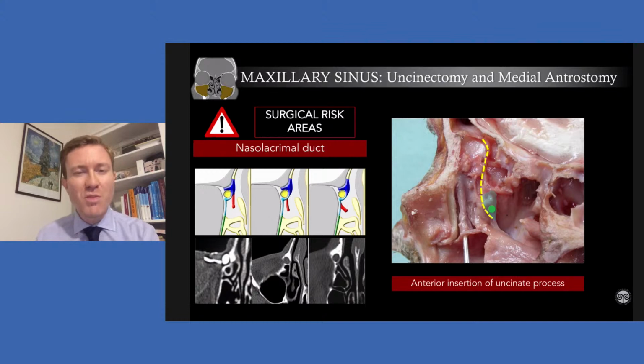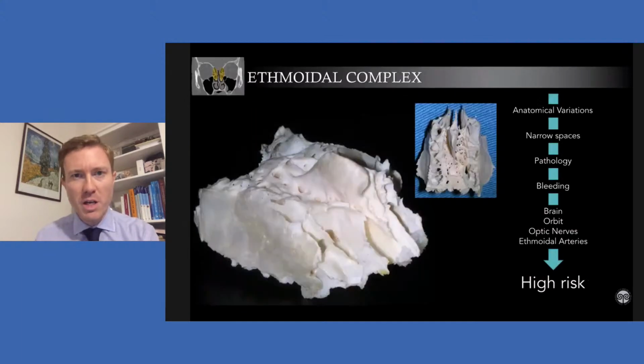Usually there is a different consistency between the bone of the uncinate process and the lacrimal bone. And so you can feel different thickness of bone. The uncinate process is very thin, the lacrimal bone is much more thick. And so you can stop your movement with a backbiting forceps when you feel very hard.